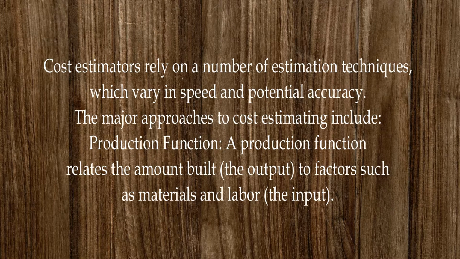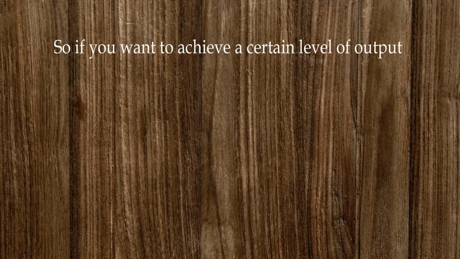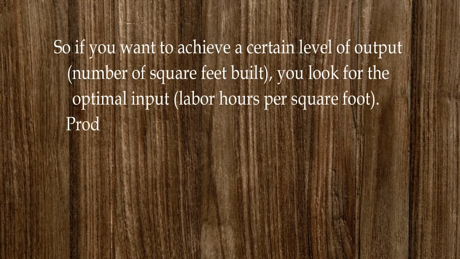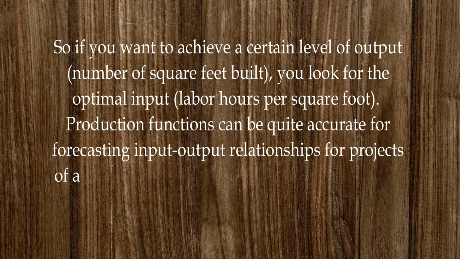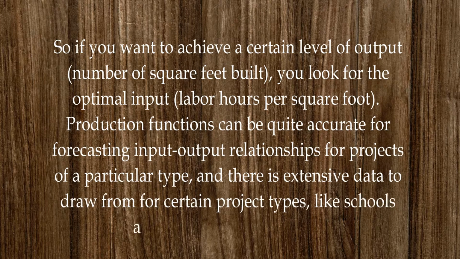A production function relates the amount built, the output, to factors such as materials and labor, the input. So if you want to achieve a certain level of output, number of square feet built, you look for the optimal input, labor hours per square foot.